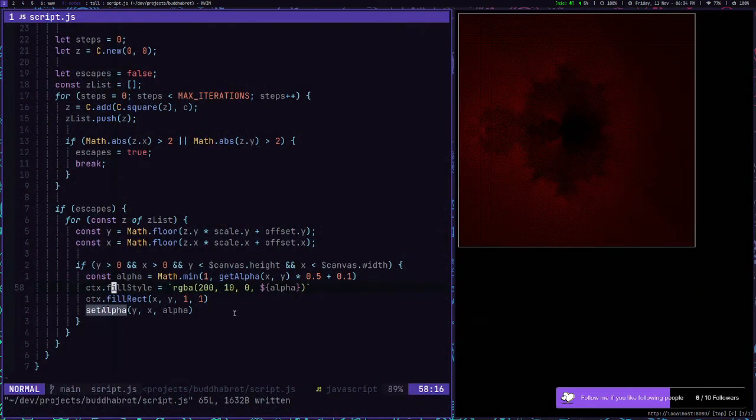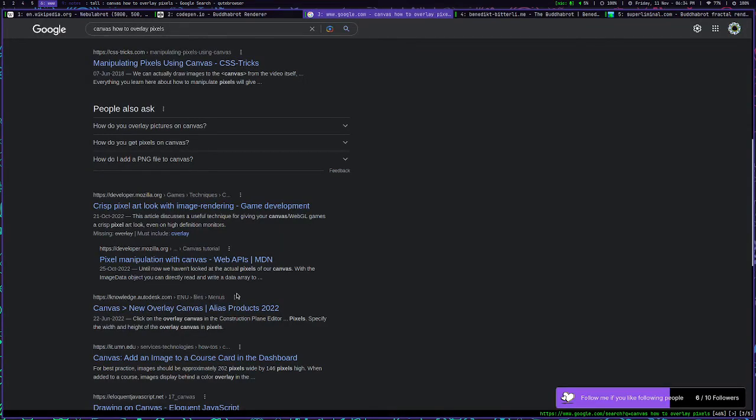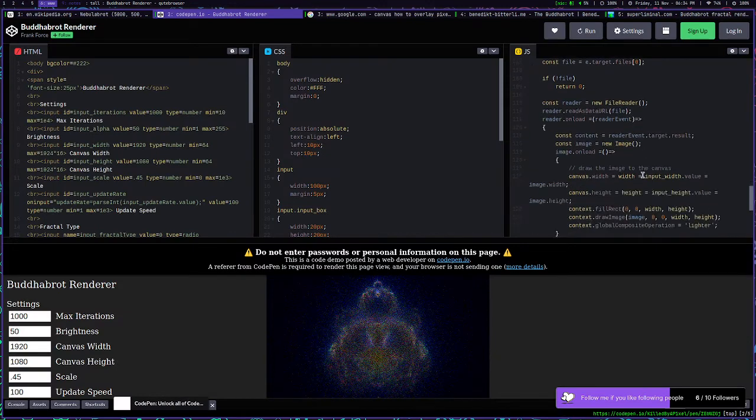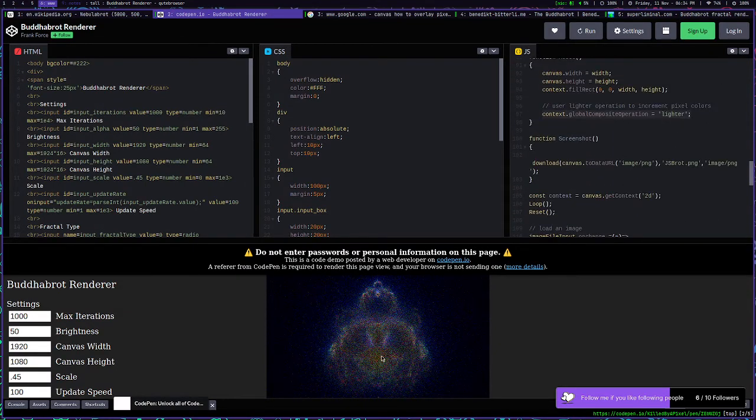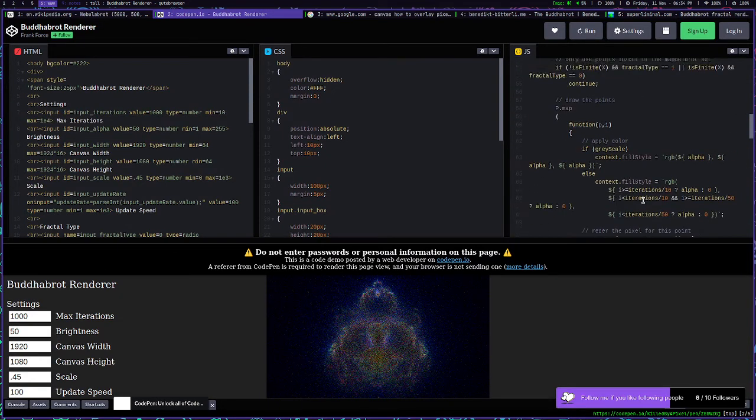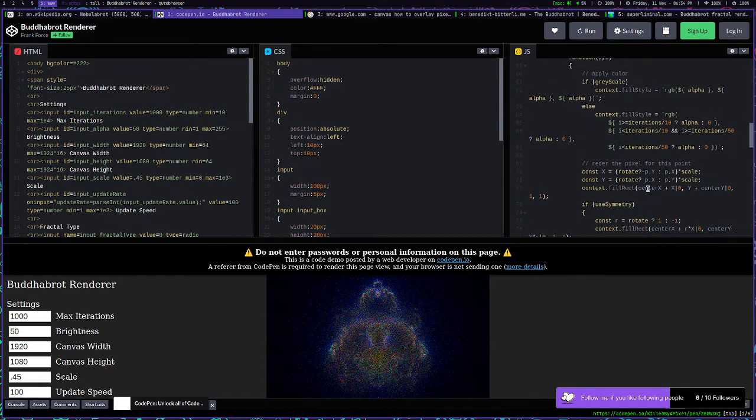What do we do? Time for reference. Where is our reference? How does this guy color it? Because this is kind of pretty, right? When it's noisy, but it's pretty. So something like that. I want something like that.